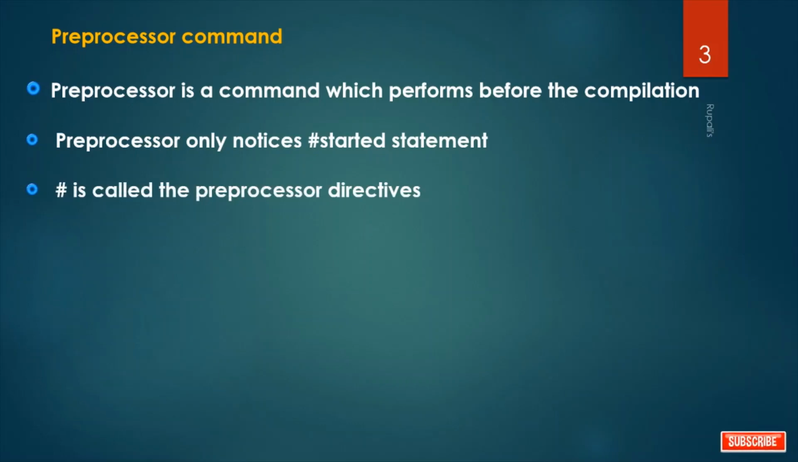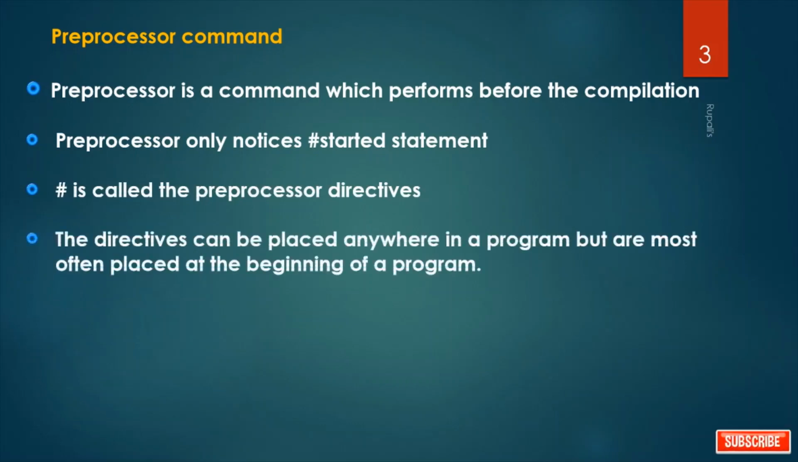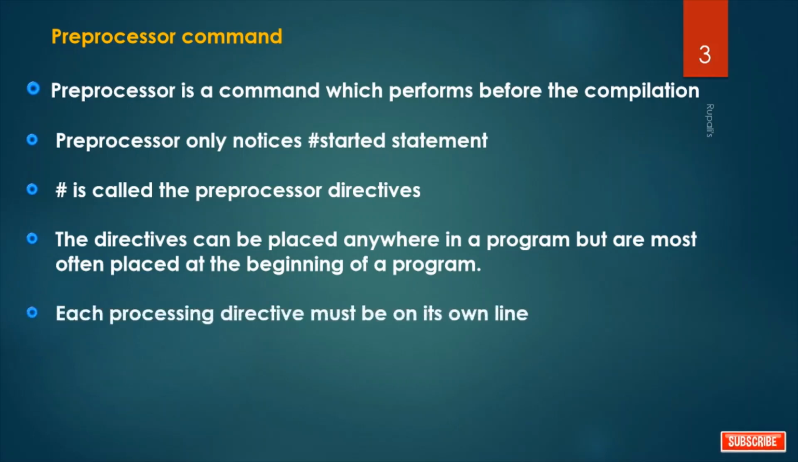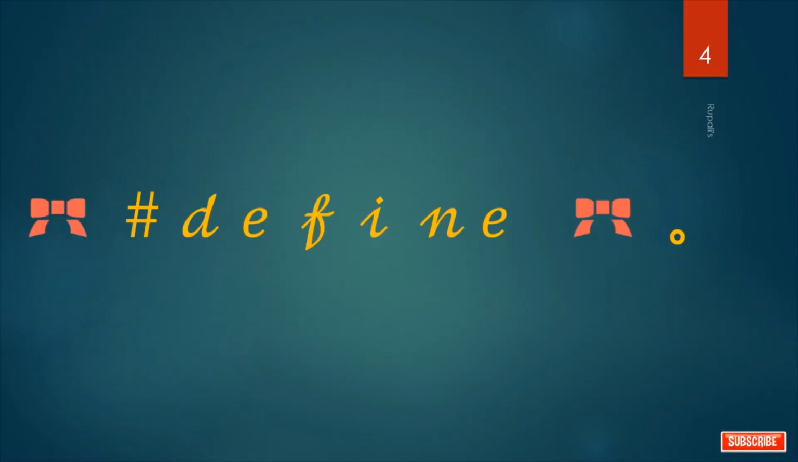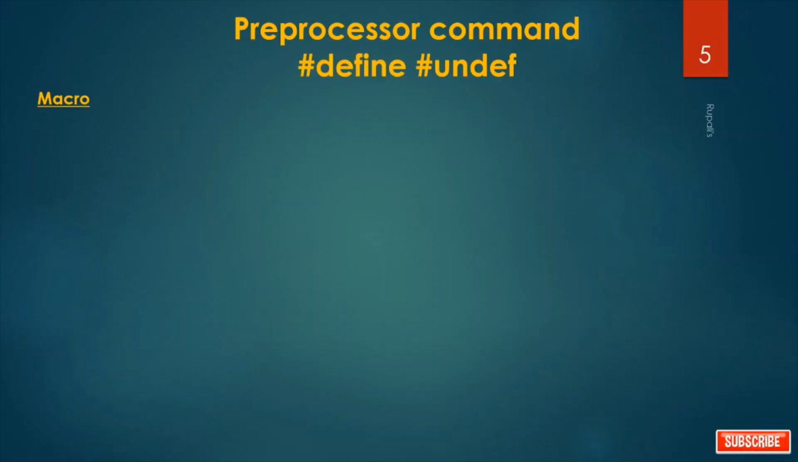Hash is called the preprocessor directive. The directives can be placed anywhere in a program but are most often placed at the beginning of a program. Each preprocessing directive must have its own line. The word after hash is called the preprocessor command. Today we will learn the hash define preprocessor command.